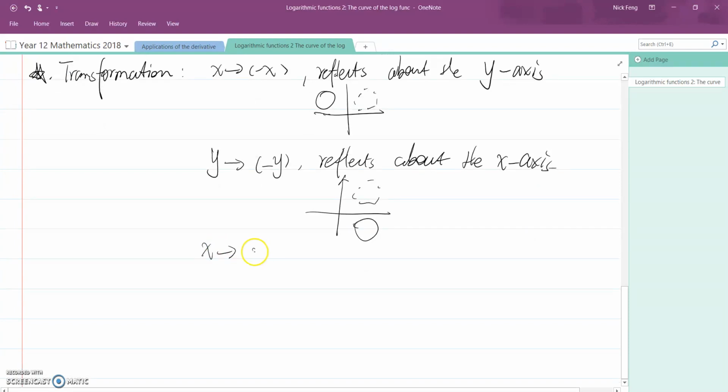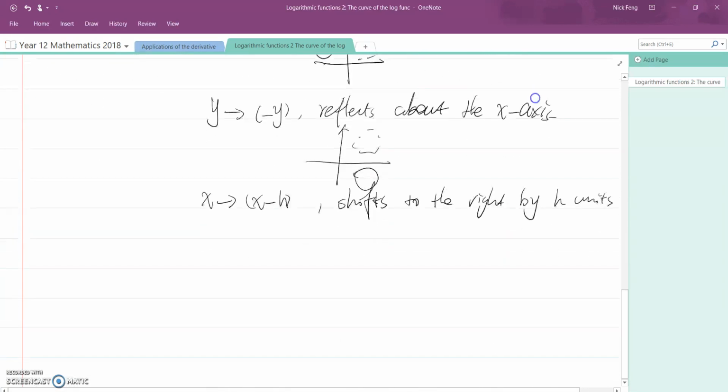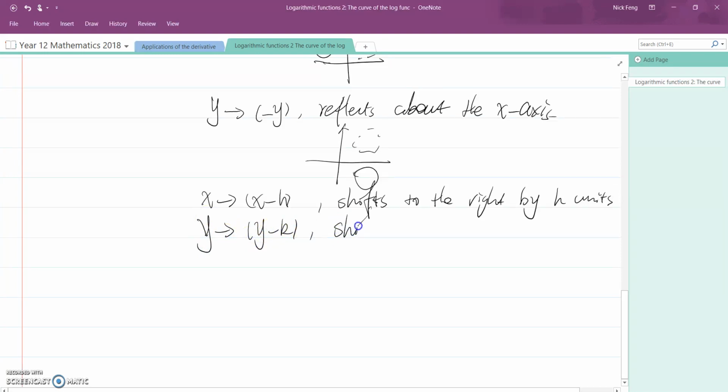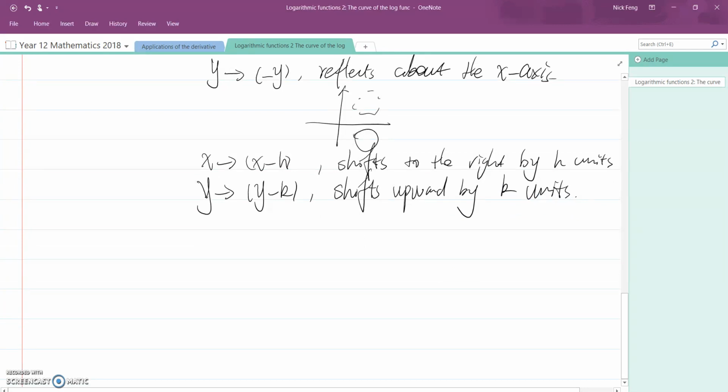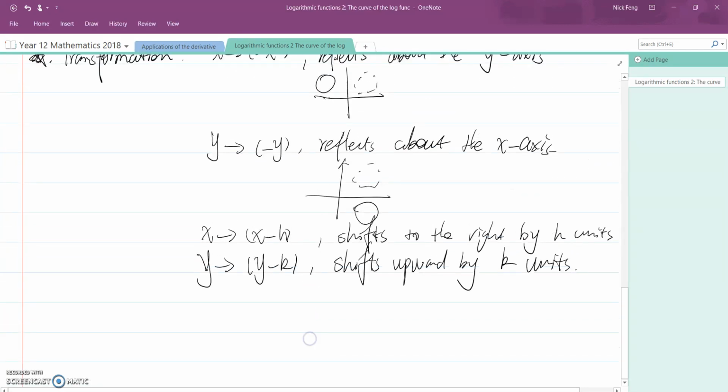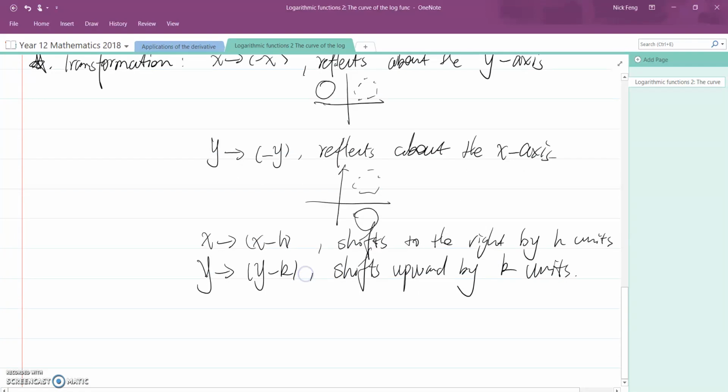Okay, so that's the reflection, now shifting. If x is replaced by x minus h, it shifts to the right by h units. Remember, we have gone through this before in the exponential function, which is the same thing now. If y becomes y minus k, then it shifts upward by k units. It depends on what number you're subtracting. If you're adding a number, that means it's shifting in the negative direction.